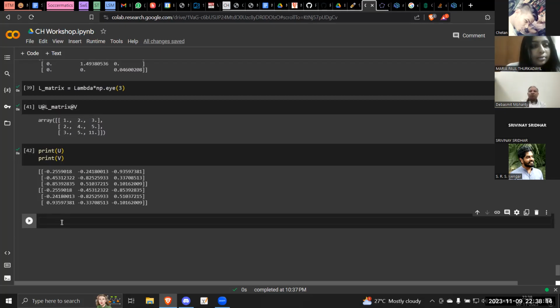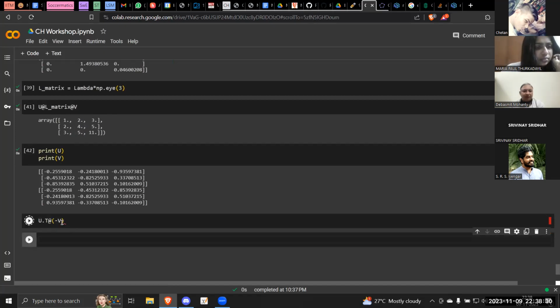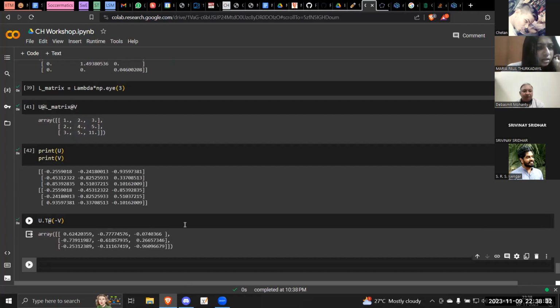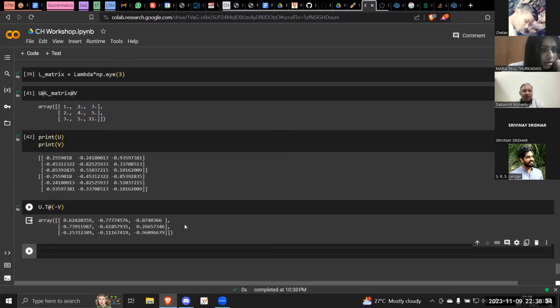Yeah, try U transpose times minus V, to see if you're getting an identity. Skew symmetric, right? So transpose minus U transpose at minus V. If it's skew symmetric, then that should be the case. Was this skew symmetric? I don't think so. It just had negative signs in some places. Yeah, the transpose is the negative of that.